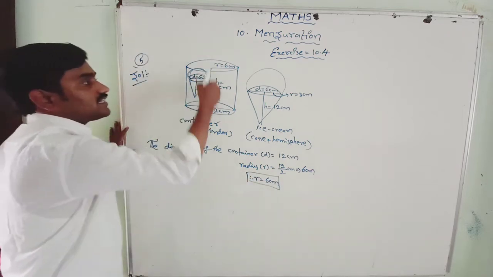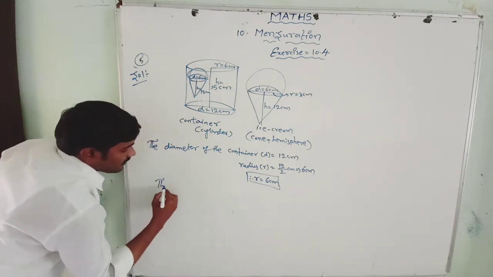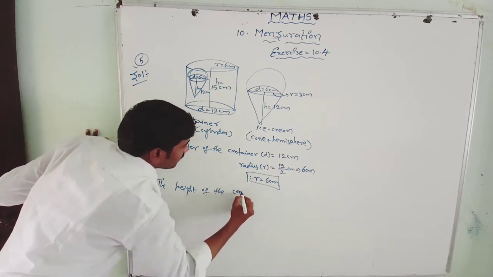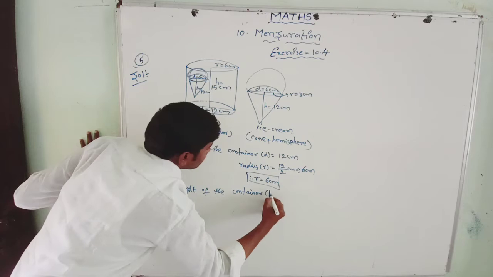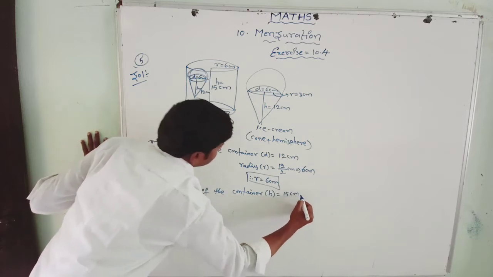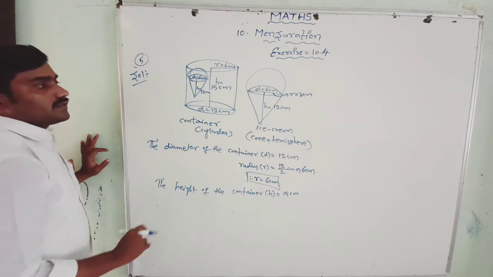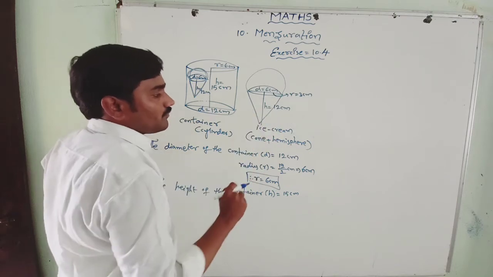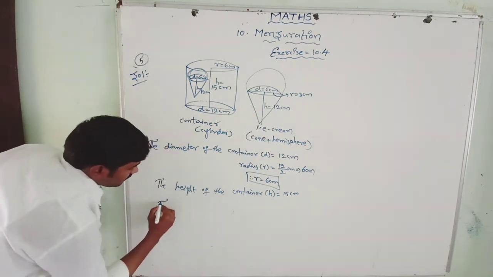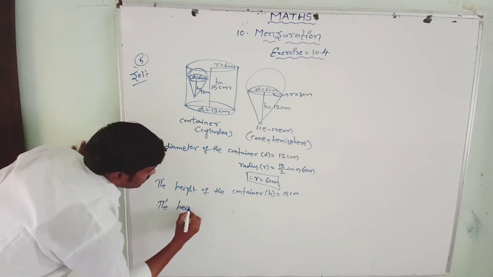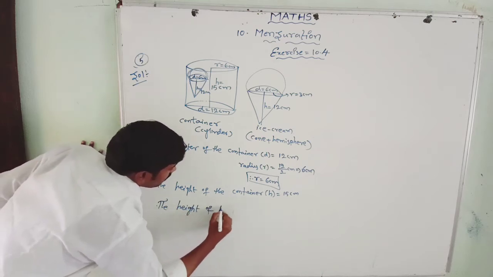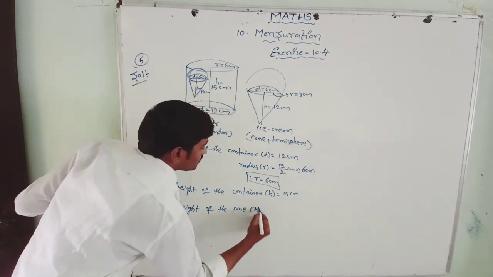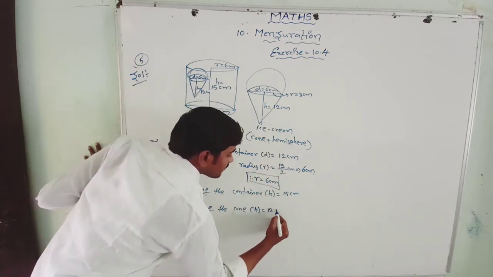Then the height of the container, H, equals 15 centimeters. Then the height of the cone, H, equals 12 centimeters.